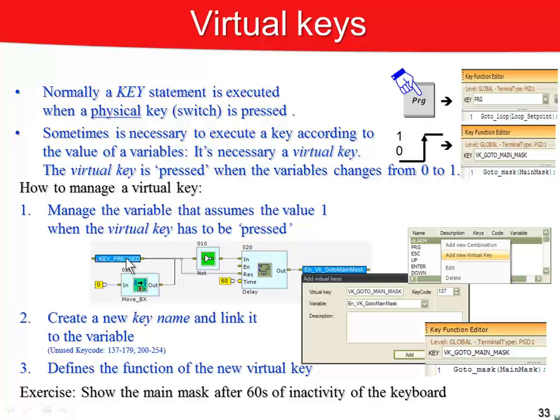So in the next program cycle, key pressed is 0, the output of the not is 1, and the block detects the rising edge. If you do not press a key again, after the time, 60 seconds, the variable becomes 1. If in this period you press a key again, key pressed becomes 1, which resets the timer, and so on.